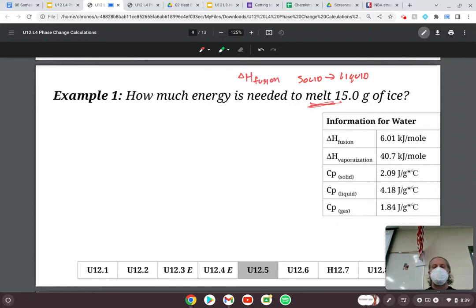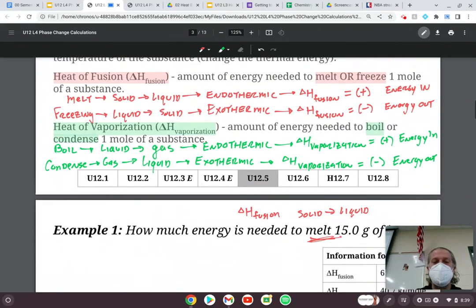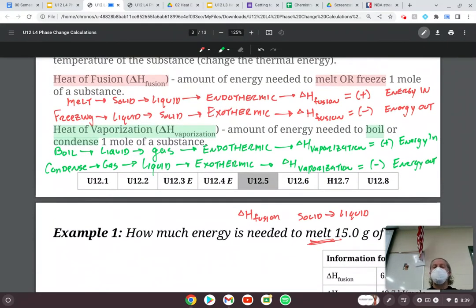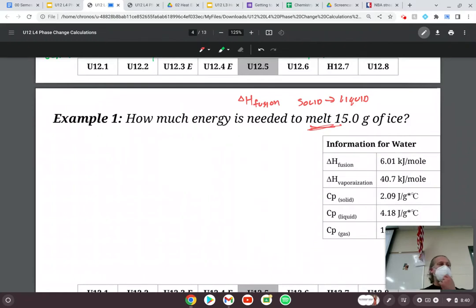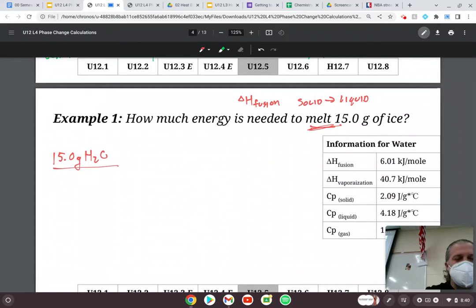Okay. And just to reiterate that, going back up, we're melting a solid to a liquid. This says it's endothermic. That means our delta H, the heat of fusion, has to be positive. So we'll come back to that whole idea, but we're going to do the math first. In this case, I'm going to take 15 grams of water, because that's what ice is, right?